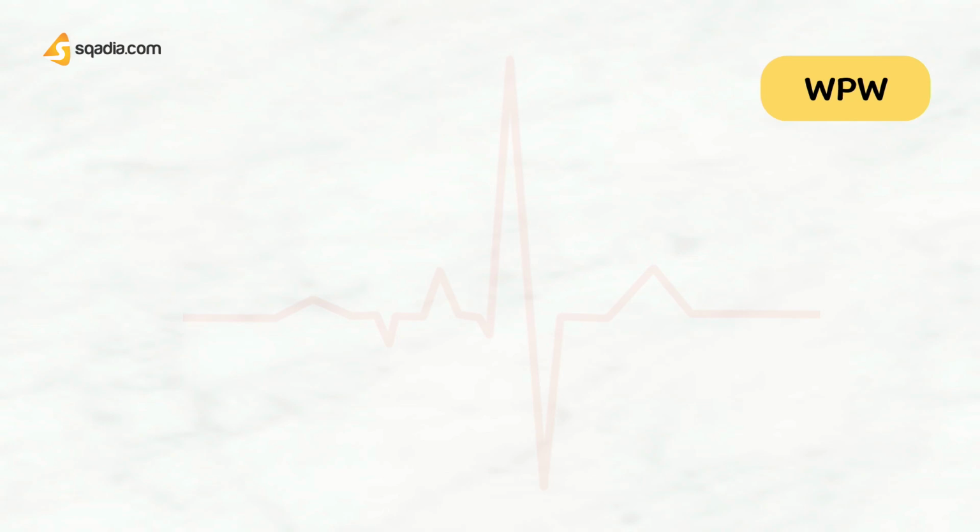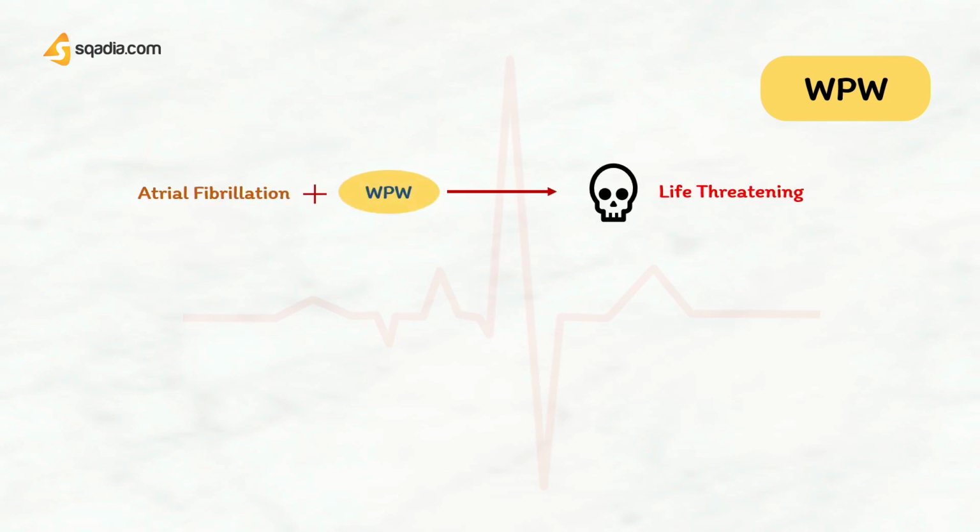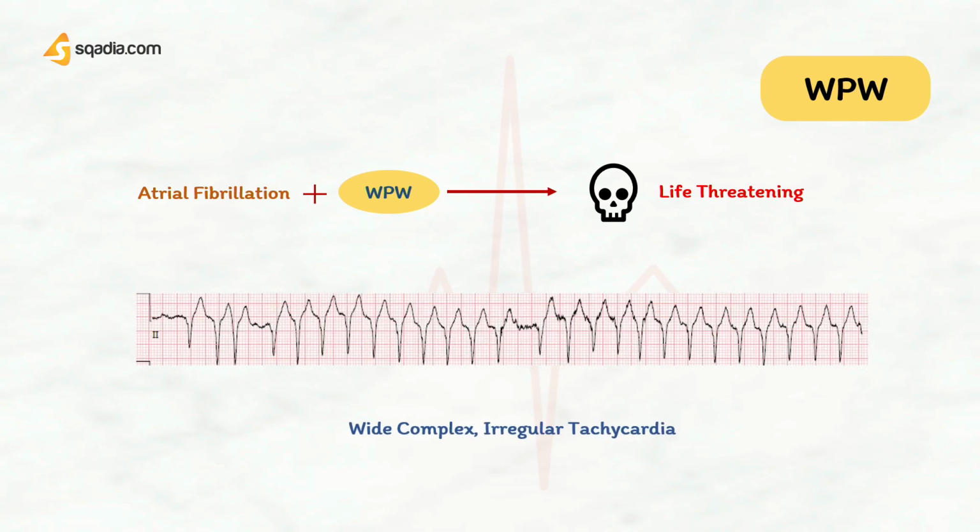Atrial fibrillation in someone with WPW can be life-threatening because this causes a wide, complex, irregular tachycardia. In these incidences, slowing the AV node conduction can be dangerous because this allows more impulses over the bypass tract. Therefore, the usual atrial fibrillation therapies are contraindicated.